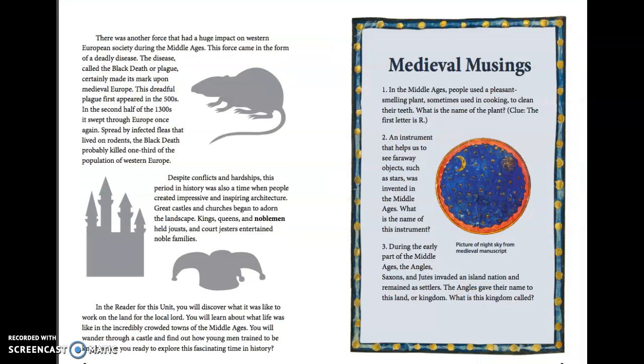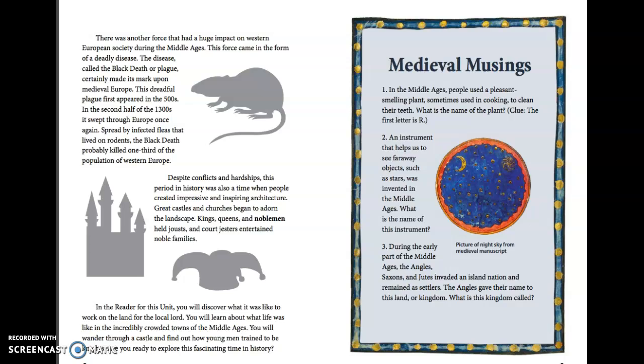There was another force that had a huge impact on Western European society during the Middle Ages. This force came in the form of a deadly disease. The disease, called the Black Death or Plague, certainly made its mark upon medieval Europe. This dreadful plague first appeared in the 500s. In the second half of the 1300s, it swept through Europe once again. Spread by infected fleas that lived on rodents, the Black Death probably killed 1/3 of the population of Western Europe.